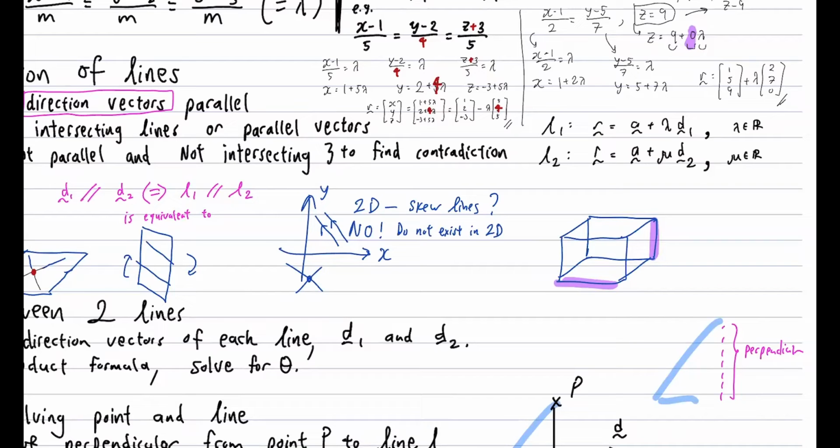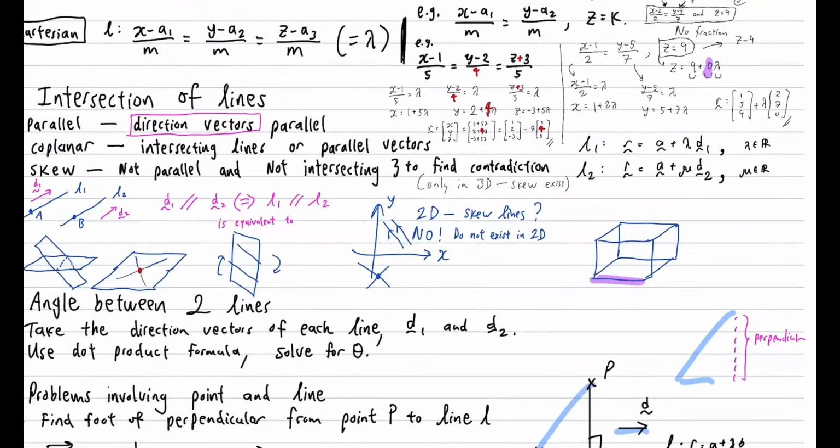So it's only in 3D. Only in 3D, yes, correct. Skew lines are only in 3D. Then the coplanar also 3D. Yes. Planes are in 3D.